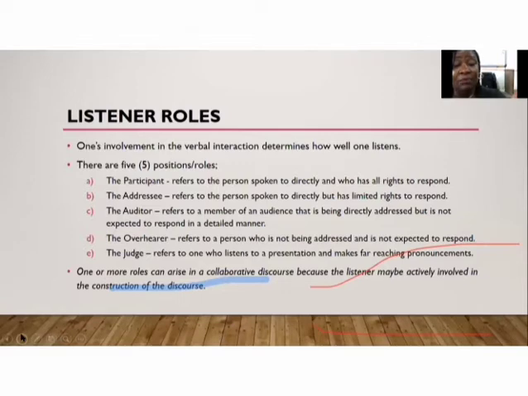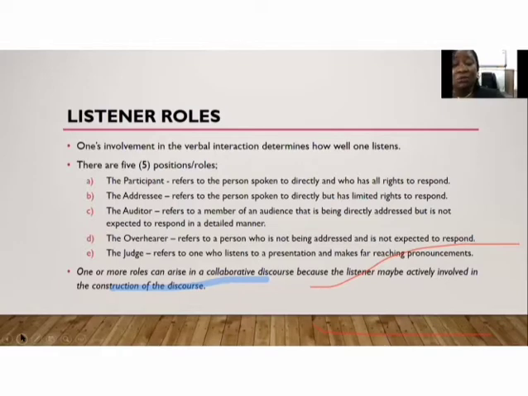Another example could be found in the classroom setting, whereby there is a group presentation and the lecturer listens to that presentation and then makes a pronouncement. Or even students themselves, when you are in group presentations, those that are not in the group listen to the presentation and then they're expected to give an opinion about the presentation. So in that case, they're acting as the judge.